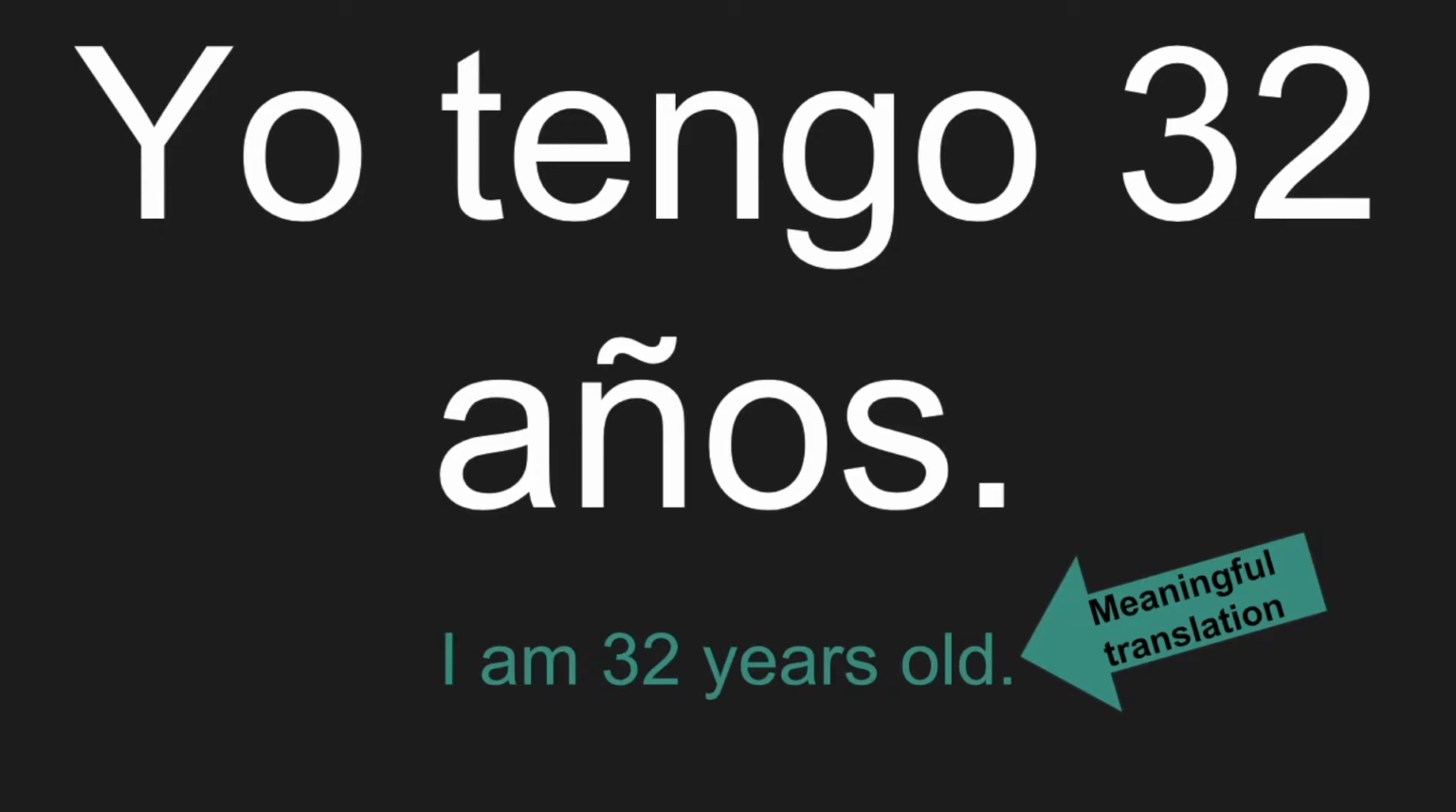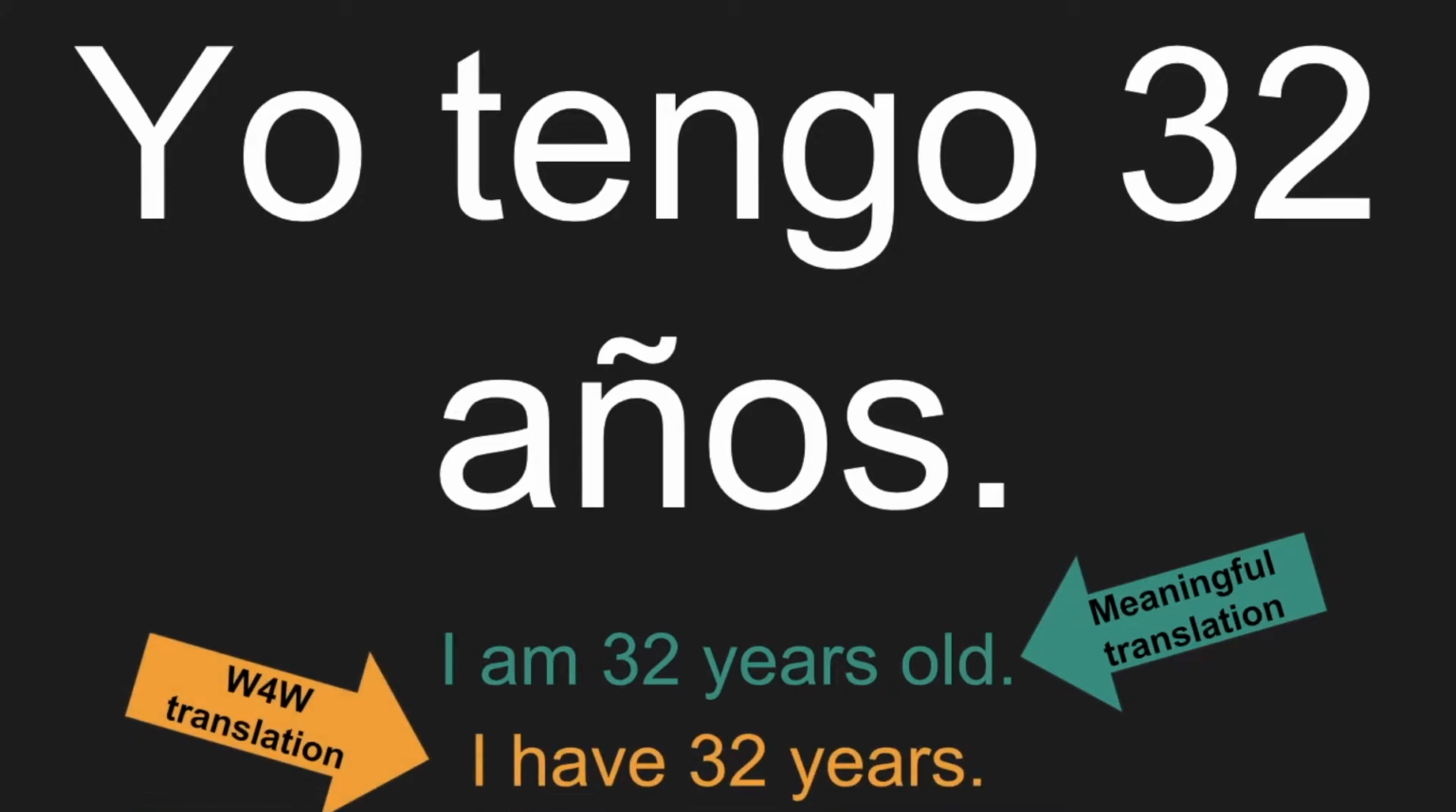Okay, if you have the word for word translation, yo, I, tengo, have, 32 años, years. Now in English, we wouldn't say I have 32 years. Just like in Spanish, you wouldn't say yo soy 32 años viejo. Like it just doesn't work that way, okay? So just keep that in mind when you're forming these phrases, that if you were to translate it literally, it would be I have so many and then years.